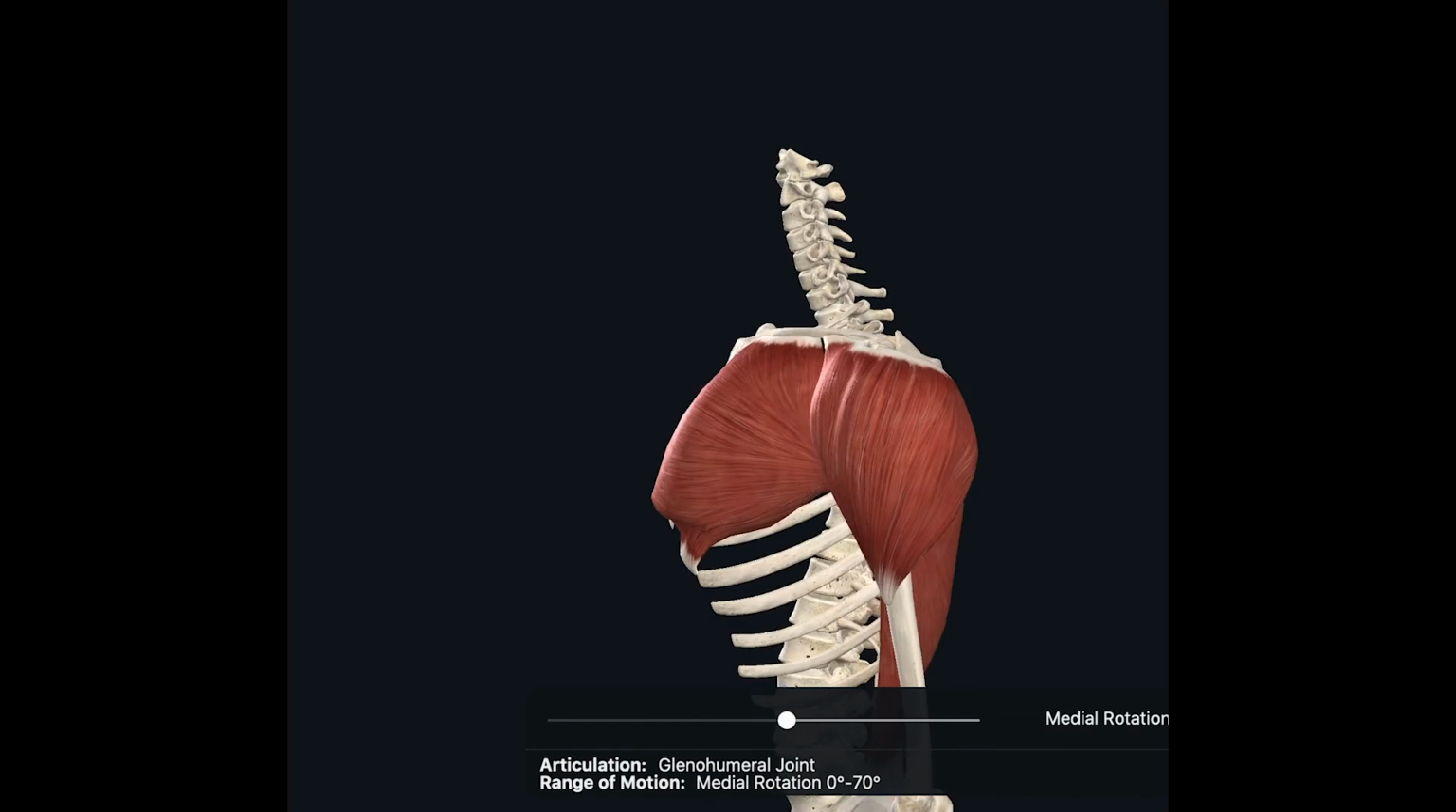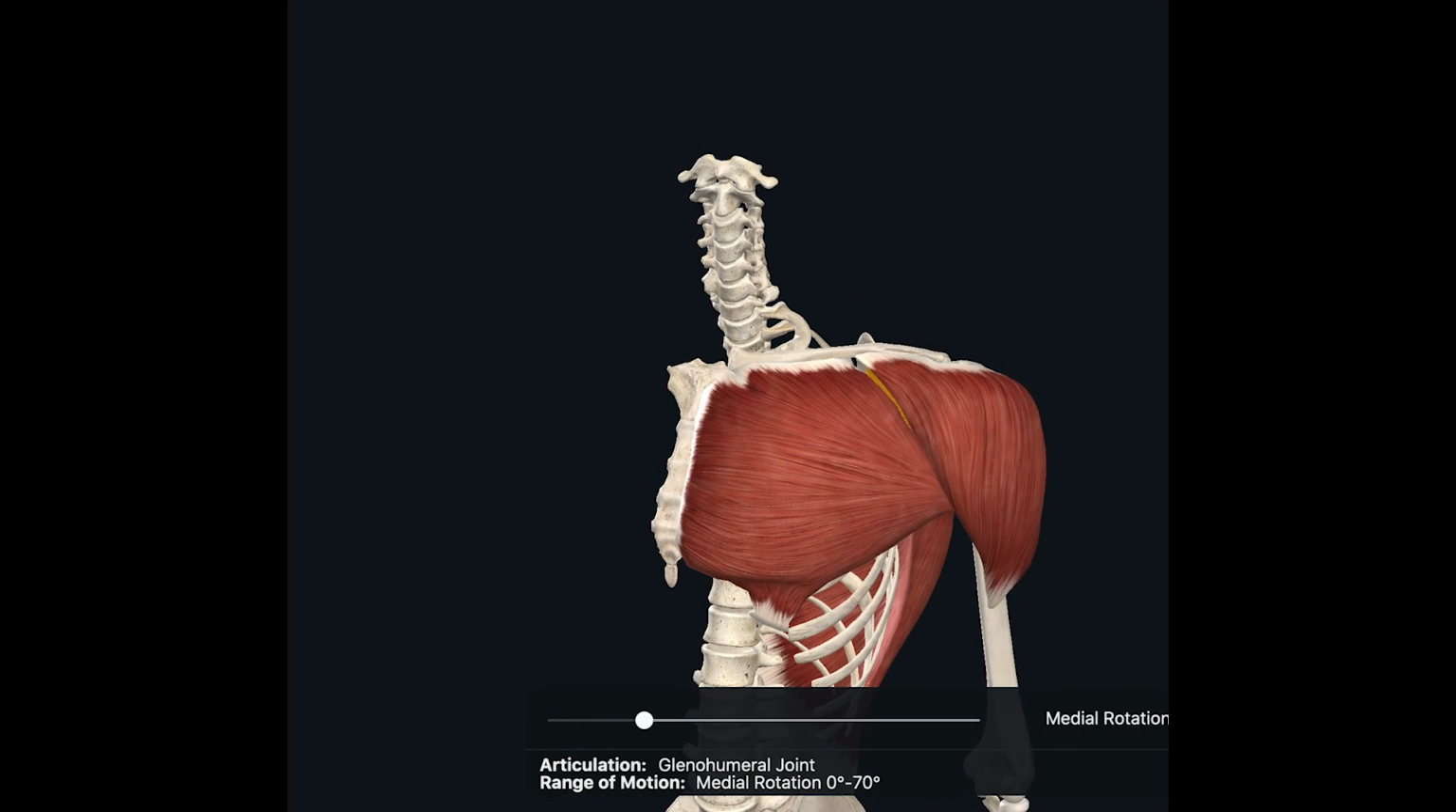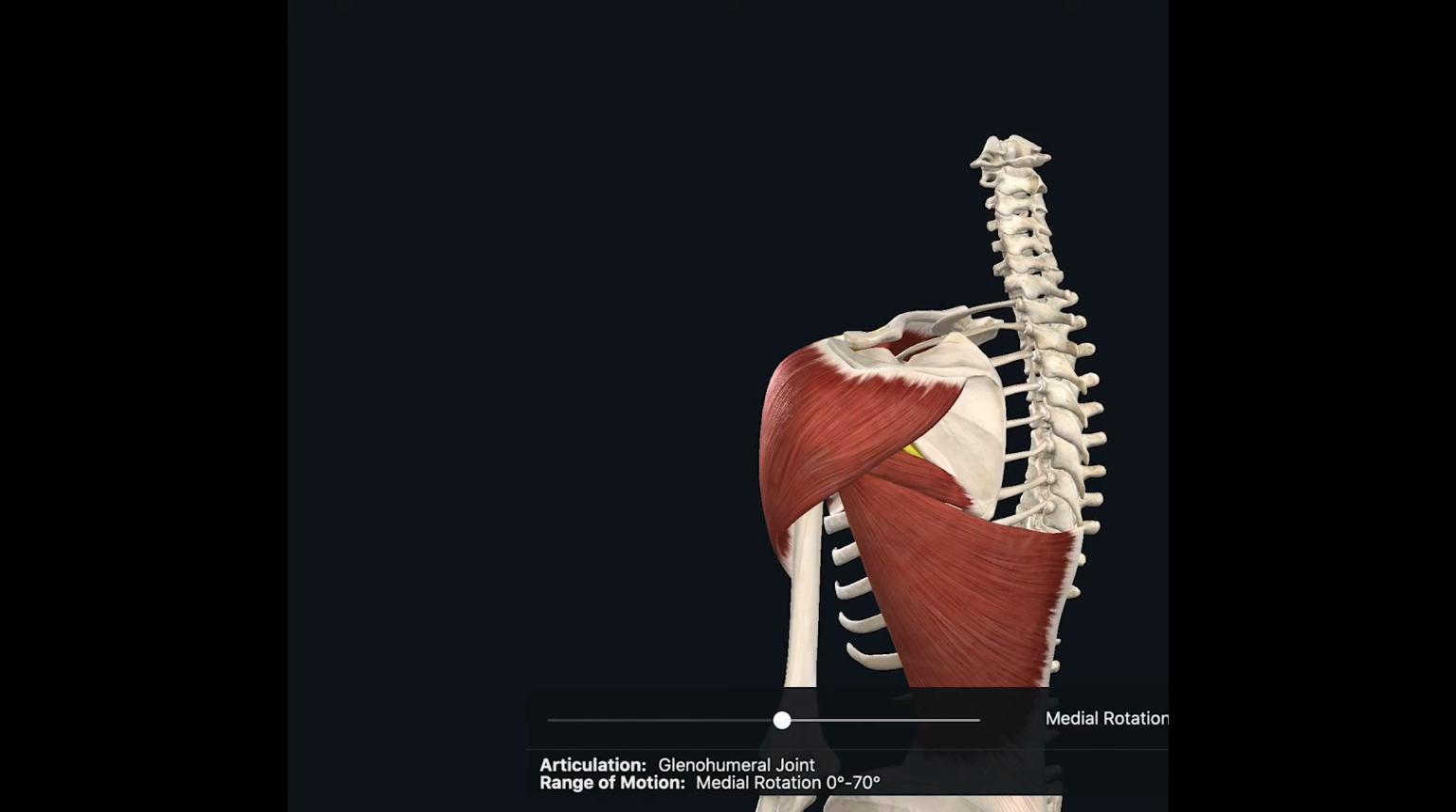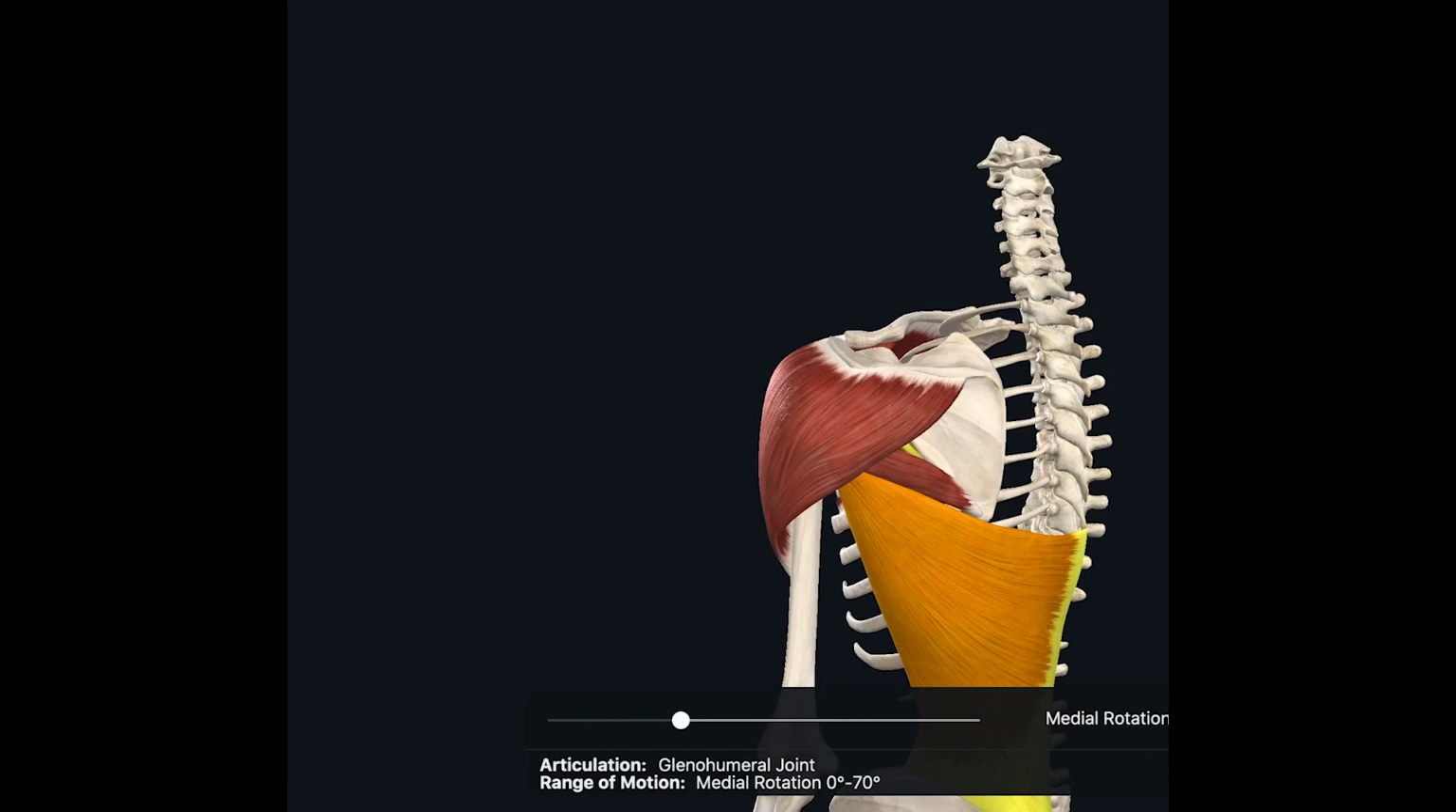You can see here we have the Pectoralis major, the deltoid, the Subscapularis, which we talked about, and also the Teres major and the Latissimus dorsi. Here is the Latissimus dorsi and the Teres major.